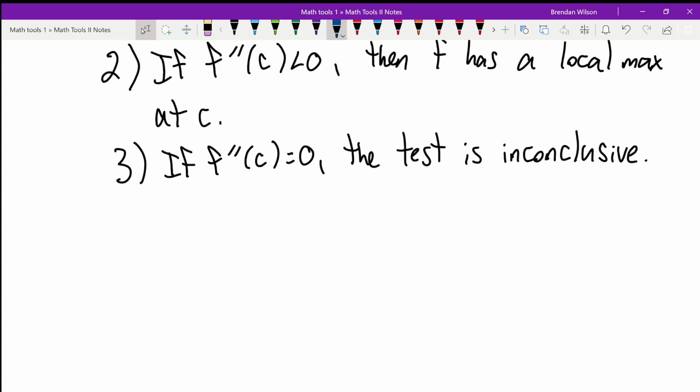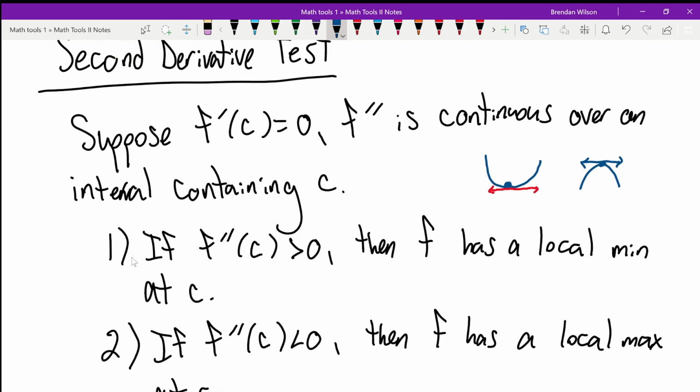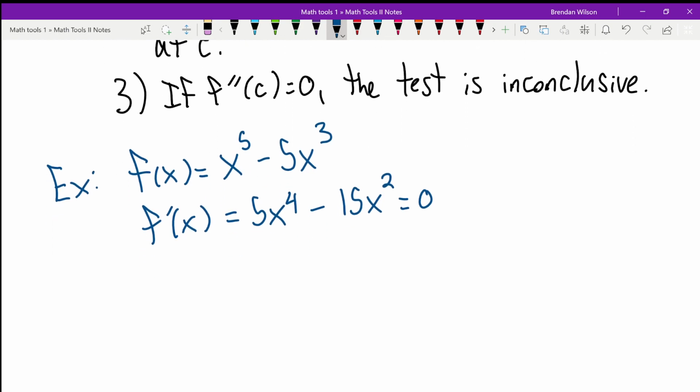So let's go ahead and look at an example here. Let's just look at f of x equals x to the 5th minus 5x cubed. The first derivative is 5x to the 4th minus 15x squared. First of all, before we look at the second derivative, we need to find the points where f prime of c is equal to 0. So we need to find our critical points first. Let's go ahead and do that before we even bother finding the second derivative.